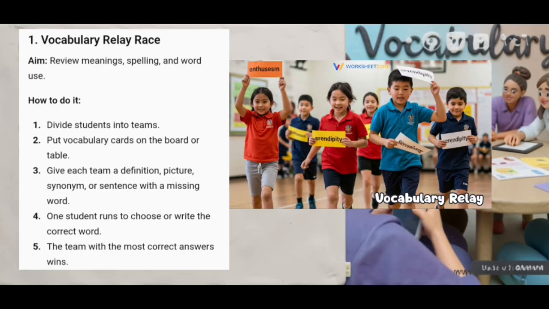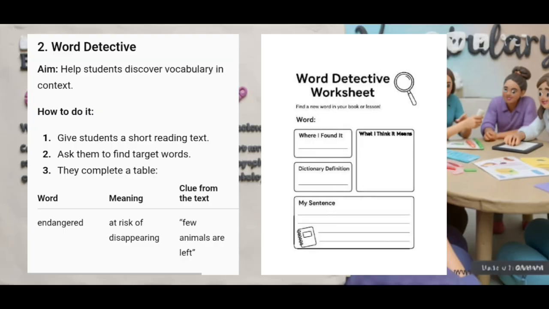We have the second one, word detective. Word detective aims to help students discover vocabulary in context. So how can we do it? By giving students a short reading text, asking them to find target words, so they complete a table. For example, we say the word endangered, so the meaning is at risk of disappearing. Clue from the text, we can say few animals are left. My sentence, the tiger is endangered. Here it teaches students to use context clues instead of translating every word.